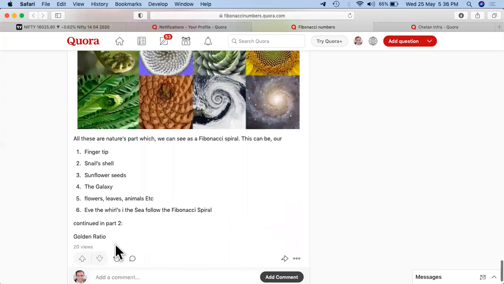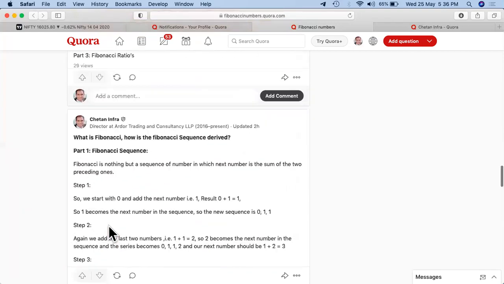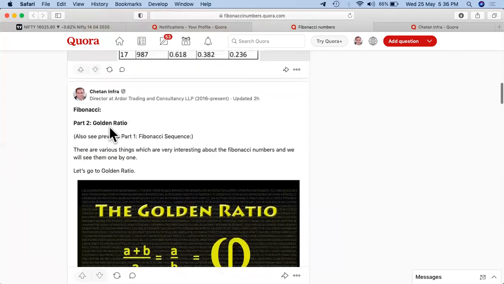So we go to the next chapter after that, which is golden ratio. So what is golden ratio and how to identify the golden ratio, right? So this is the next part, which is part 2, golden ratio. There are various things which are very interesting about the Fibonacci number, and we will see them one by one. Let's go to golden ratio.